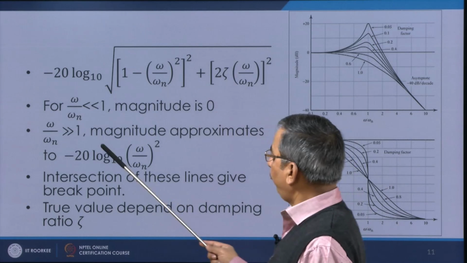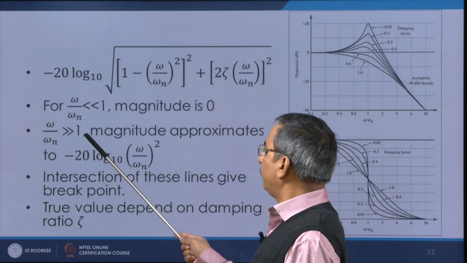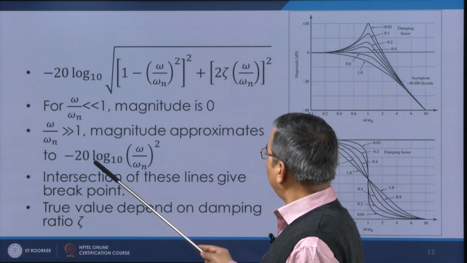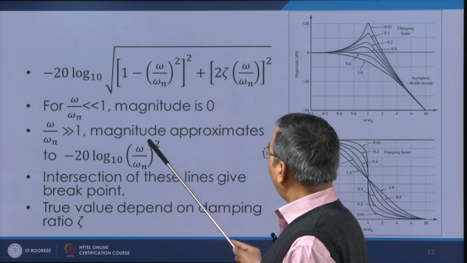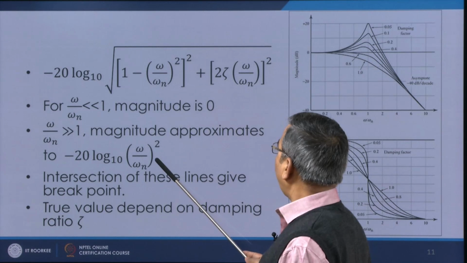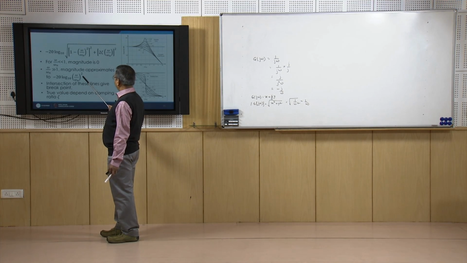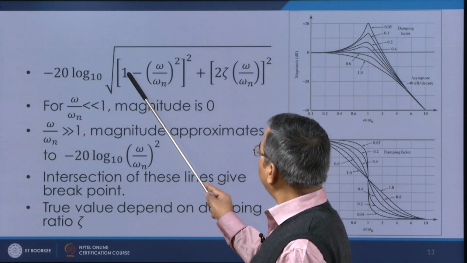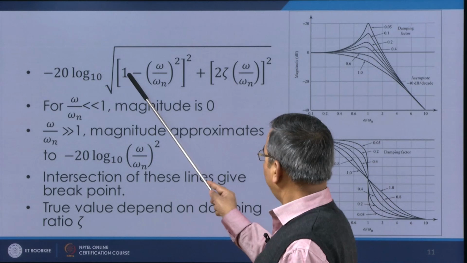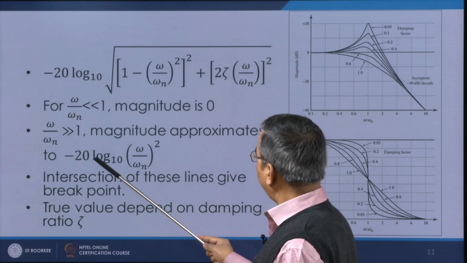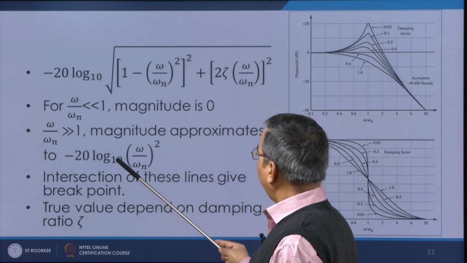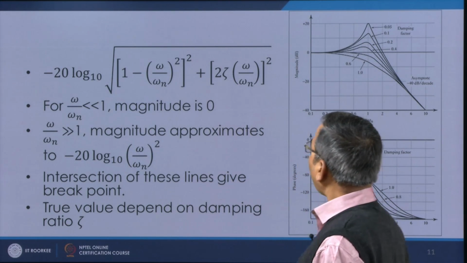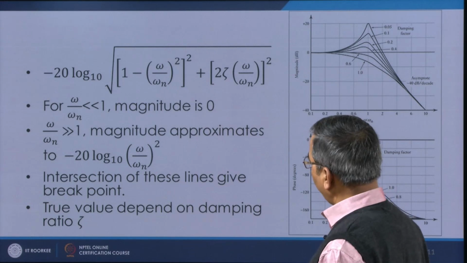Similarly, if your omega by omega n is very much greater than 1, then the magnitude approximates to minus 20 log 10 (omega by omega n) square. Because in that case I can neglect this term, I can neglect this one. So, this is what I am going to have: minus 20 log 10 (omega by omega n) square.